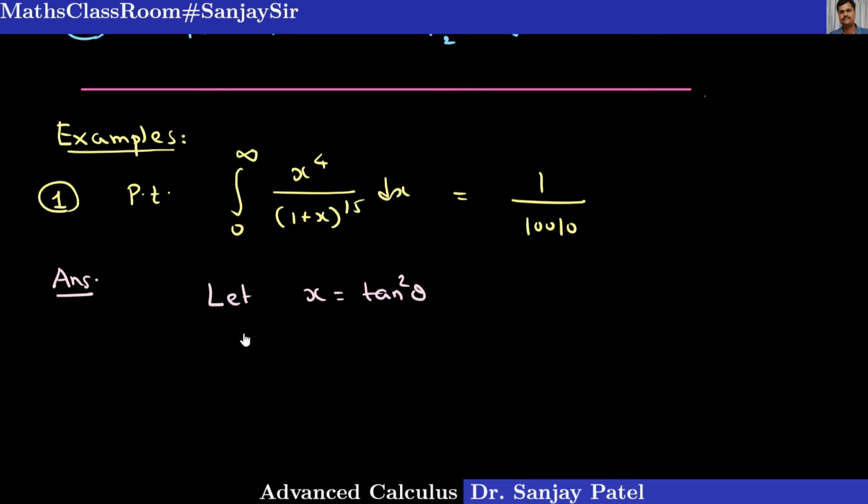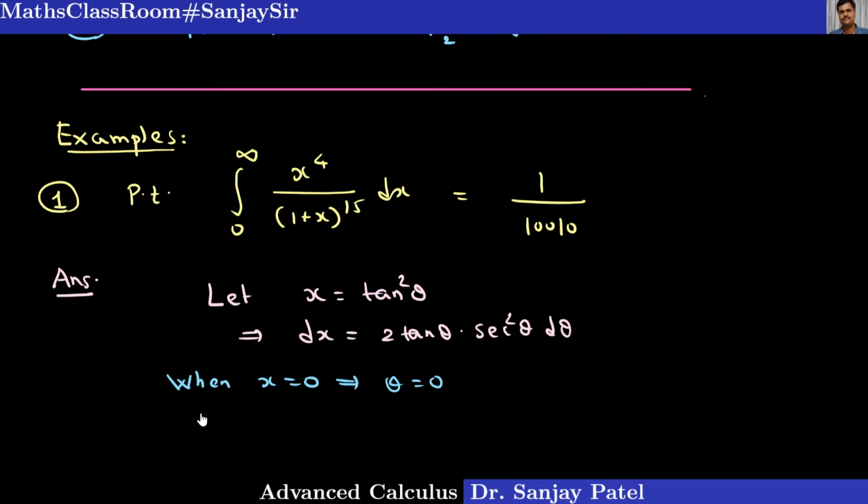This implies, if you find the derivative, dx is 2 tan theta, the derivative of tan square theta being 2 tan theta times the derivative of tan theta, which is sec square theta d theta. And whenever we take a substitution in a definite integral, you must change the limits of integration also. So when x is equal to 0, that is tan theta is 0, we have theta equal to 0. And when x is equal to infinity, that is tan square theta is infinity, that gives us theta equal to pi by 2 because tan pi by 2 is infinity.